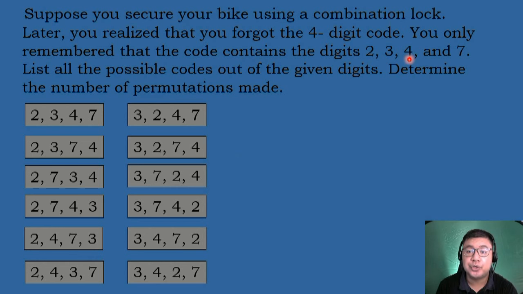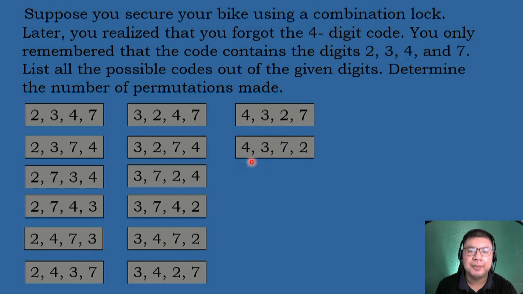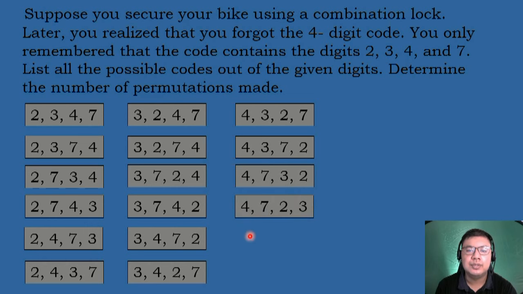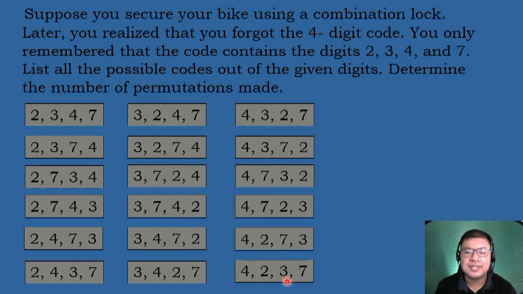After all the possible codes starting with number 3 have been listed, let's start with the third number, which is number 4. Let's start with number 4: 4, 3, 2, 7, then 4, 3, 7, 2, or 4, 7, 3, 2, 4, 7, 2, 3, 4, 2, 7, 3, and 4, 2, 3, 7.